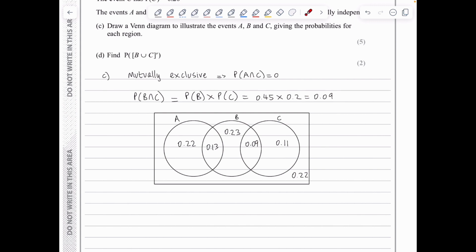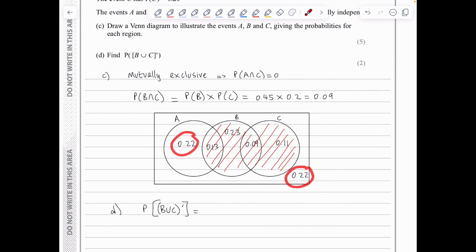Part D, I need to find the probability of B union C, all of it dash. So the probability of B union C dash means outside of B union C. Well, B union C means B or C or both, so all of these that I'm shading, and I want to be outside of this, so I simply want the 0.22, the only A part, or the 0.22, the outside region. So 0.22 plus 0.22 is 0.44.